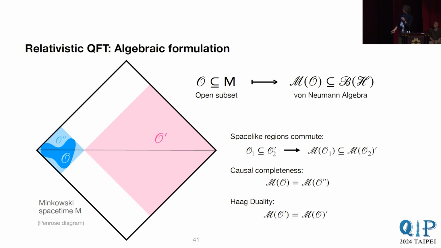Then, as Henrik also mentioned in the beginning, for some technical reasons, it's easier to assume that we also have something called Haag duality, which is actually related to this causal completeness. It means that if you take all the observables in this region O, then everything that commutes with it should exactly correspond to the observables localized in its causal complement. So it's a kind of maximality condition if you split space-time.